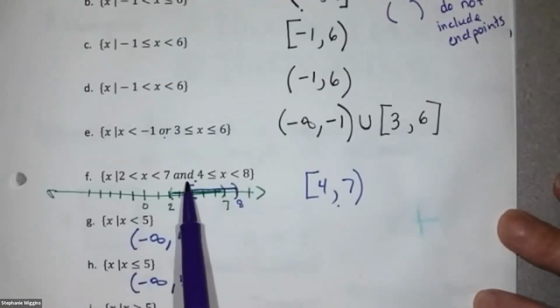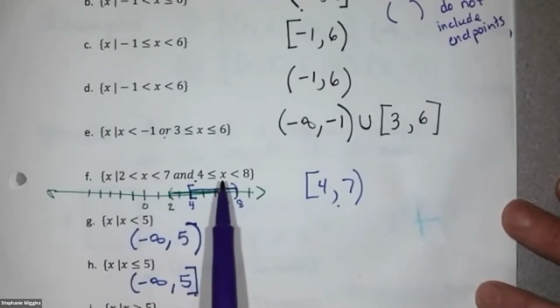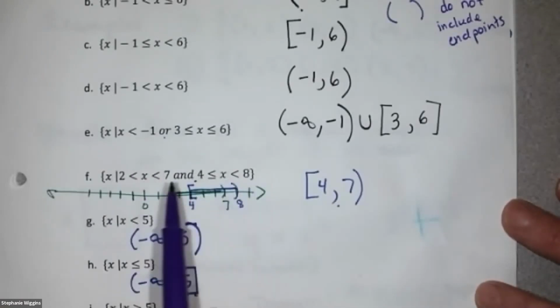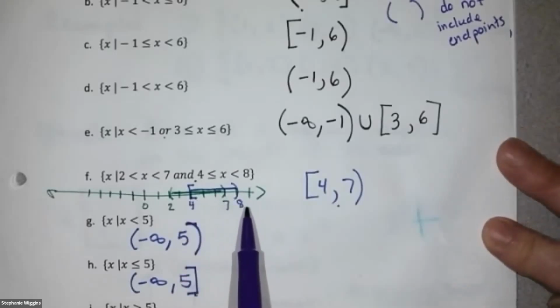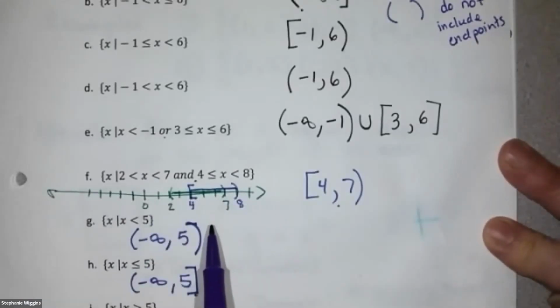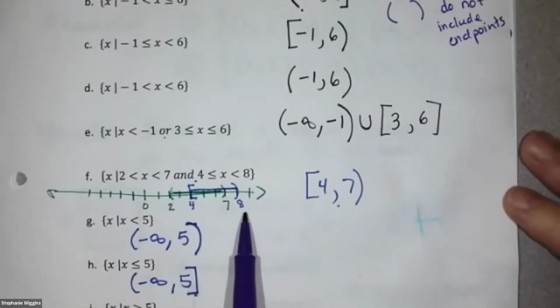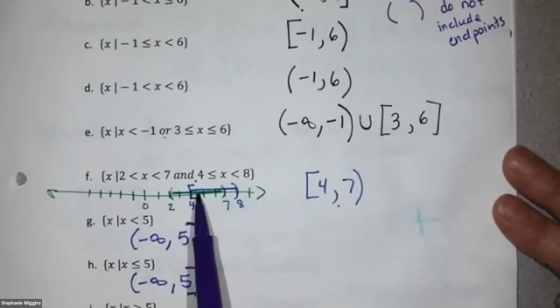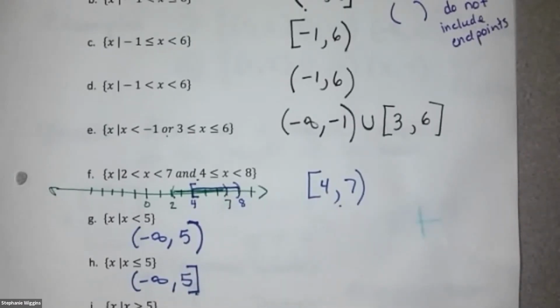Here, however, it says and. That means x has to satisfy both of these criteria here. So what you do, if you want to sort that out, the best way is to graph it like I did here on the number line. Notice I have from 2 to 7, and then overlapping I have from 4 to 8. It has to be in both sets, which means it has to be in the overlapping part. So from 4 to 7, including 4, but not including 7. So I've written it here like that. So that's how you deal with the and.